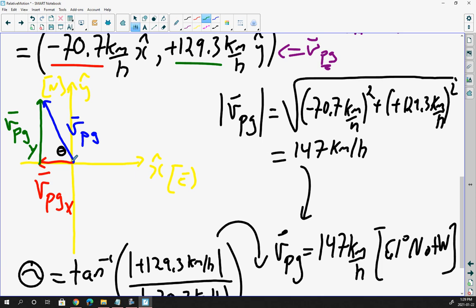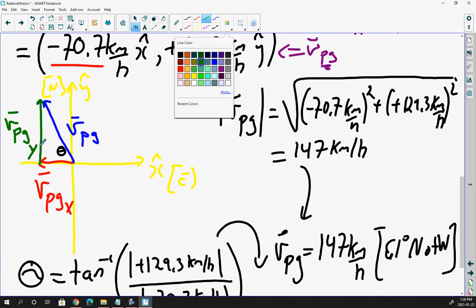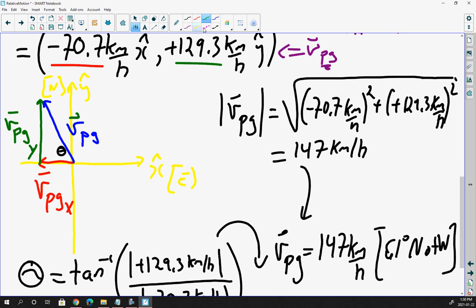So I'm going to add the red to the green, vector tip to tail addition, and it gives me the complete vector, the velocity of the plane with respect to the ground. And I'm going to find this magnitude by using Pythagoras, because that's 90 degrees in here. I have a right angle triangle. Look, I did it right here, and I get 147 kilometers per hour.